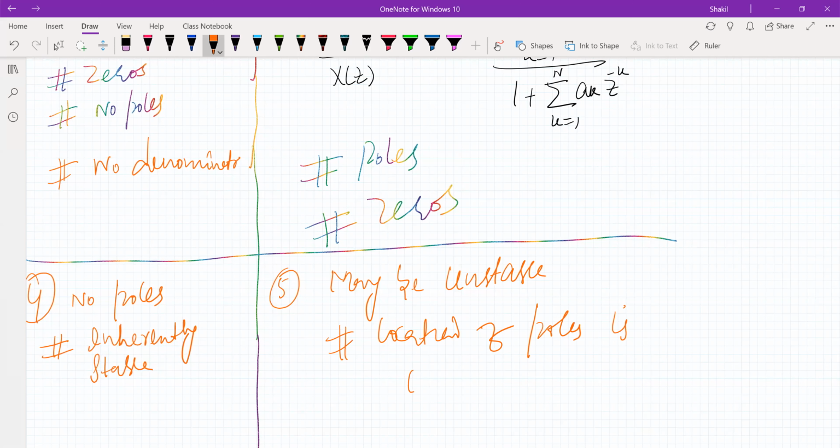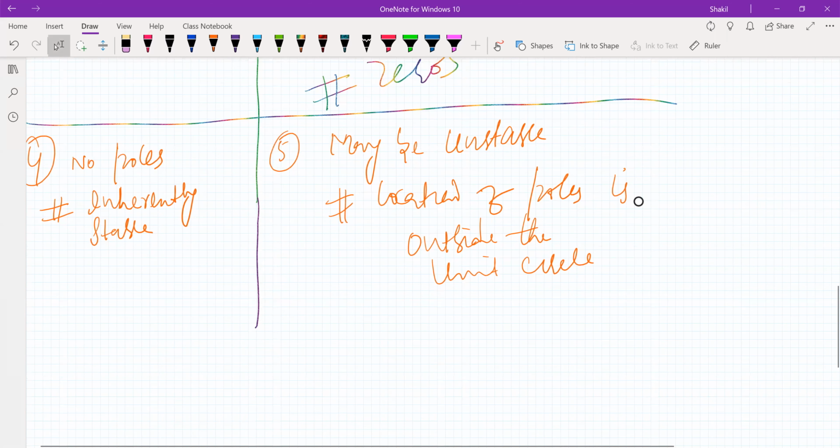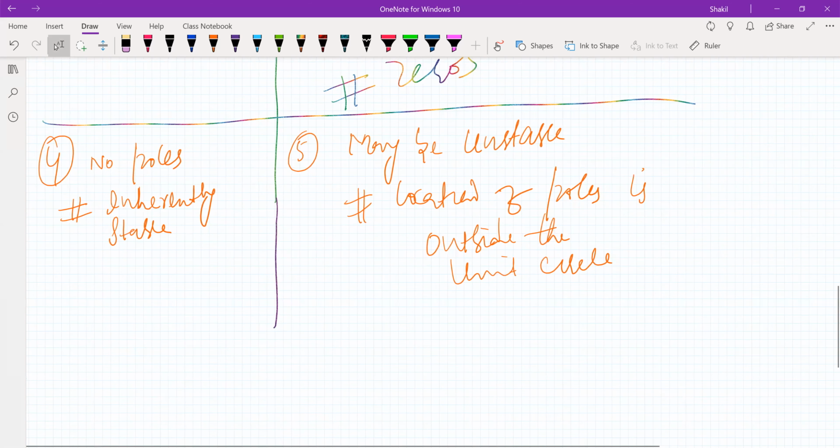If a pole is outside the unit circle on the Z plane, then the system may be unstable. So this is one of the biggest advantages of our FIR system. As there are no poles, these systems are inherently stable, as there are no poles, right?